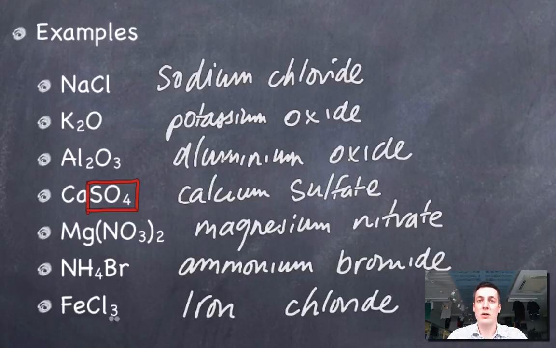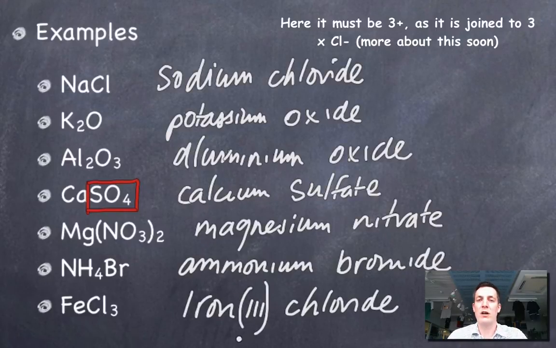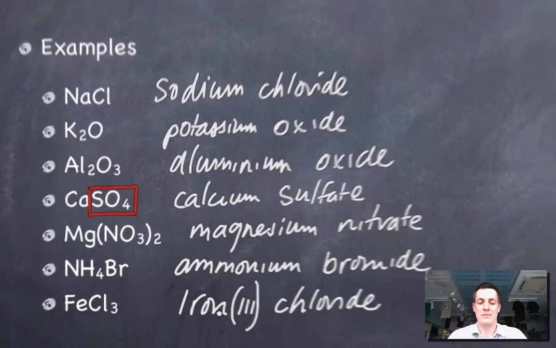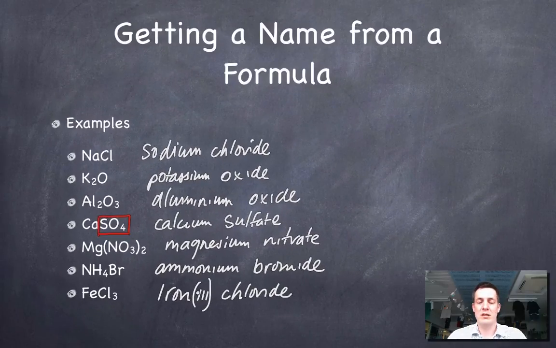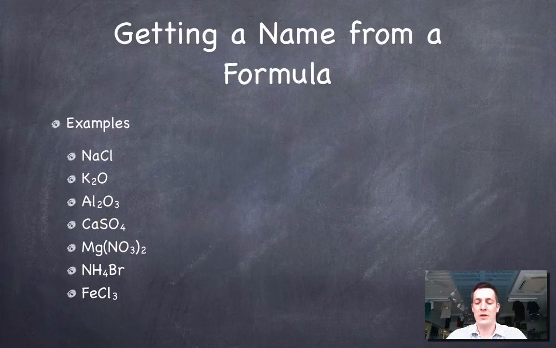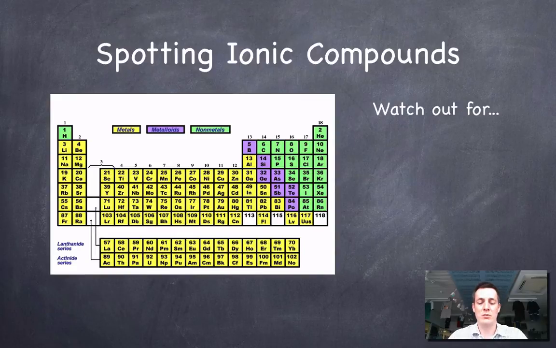Iron can be either 2+ or 3+, so we can't just call this iron chloride. We have to call it iron(III) chloride, so we're making it clear what the charge on the iron ion is. All right, so remember that there's a little quirk there. In fact, perhaps if I just show you the periodic table and I can show you the part we're talking about. That part there, the transition metals, if your metal's found in there, you need to say what oxidation state it's in or what charge is on its ion.